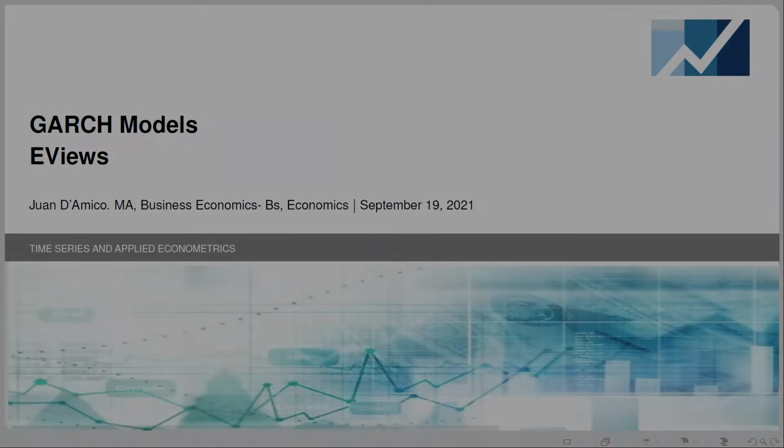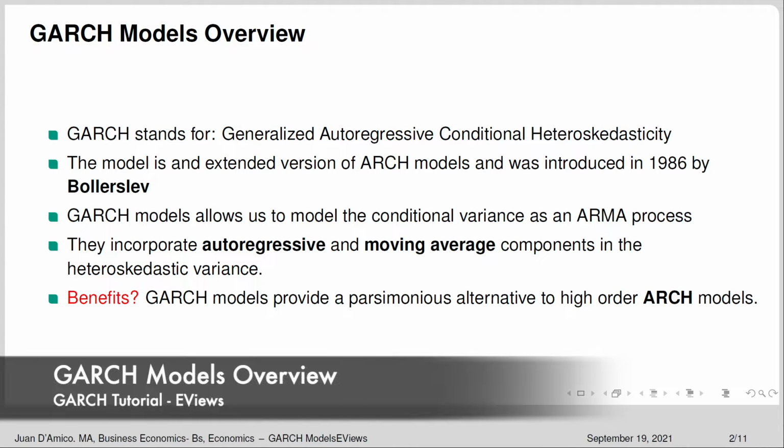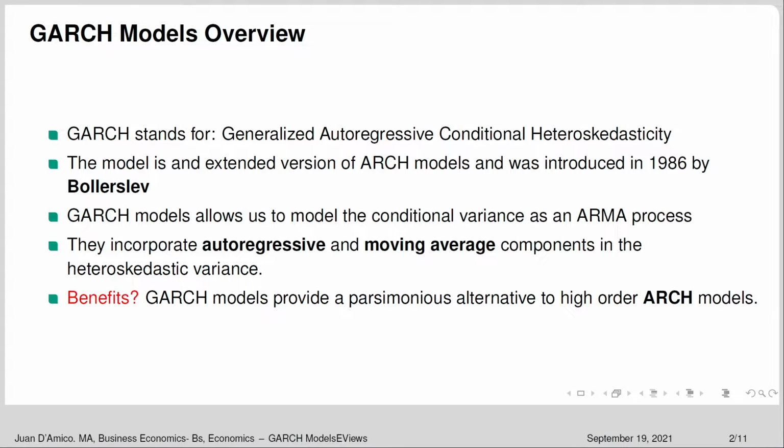So let's begin. Let's start with an overview of GARCH models. GARCH stands for generalized autoregressive conditional heteroskedasticity. The model is an extended version of ARCH models and it was introduced in 1986 by Bollerslev. GARCH models allow us to model the conditional variance as an ARMA process. They incorporate autoregressive and moving average components in the heteroskedastic variance.